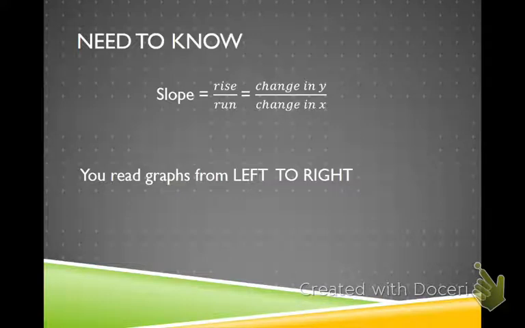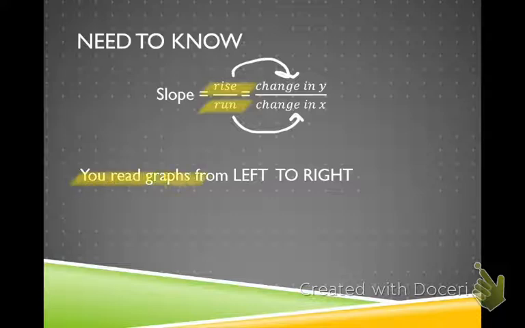Alright, so here's what you need to know about slope. When you're finding the slope, the formula is rise over run. This is really, really important that you know that the rise means the change in your y value, and the run means your change in your x values between 2 points. Okay? And another important thing to know is that you read all of your graphs from left to right. So the direction that you read them is important. If you read them backwards, you might think that the slope is actually the opposite sign.